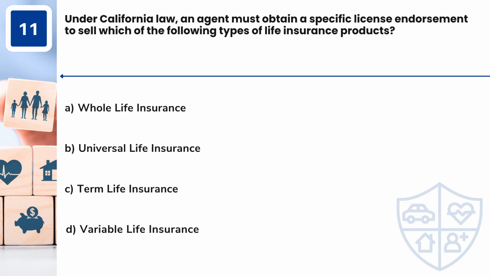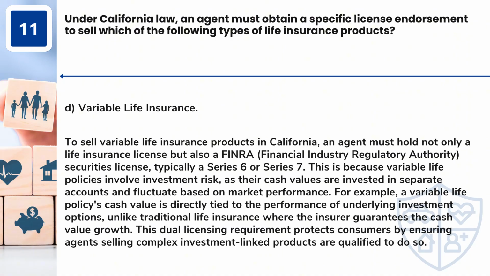Question 11. Under California law, an agent must obtain a specific license endorsement to sell which of the following types of life insurance products? A. Whole life insurance. B. Universal life insurance. C. Term life insurance. D. Variable life insurance. Answer: D. Variable life insurance.